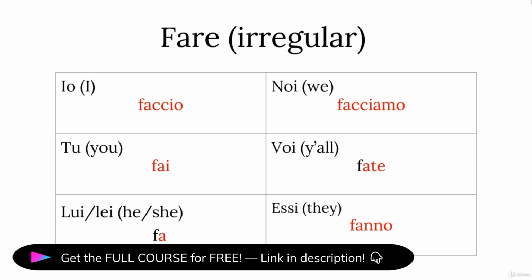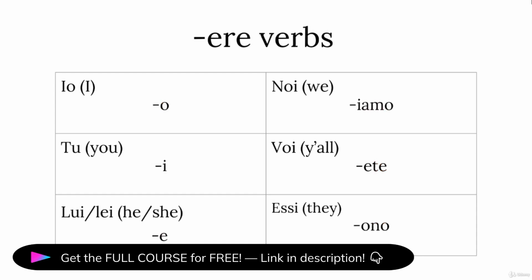Fare, to do, is another irregular verb. Okay? So let's start its conjugation. Io faccio, tu fai, lui, lei fa, noi facciamo, voi fate, essi fanno. Is it clear? Perfect. So now let's see the second group.